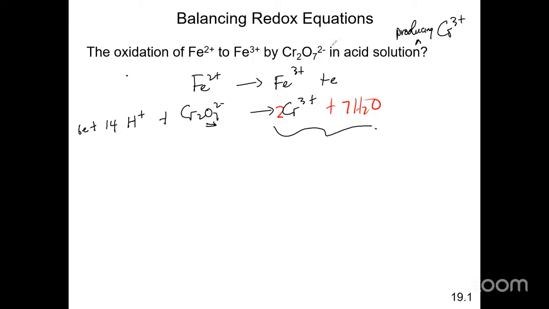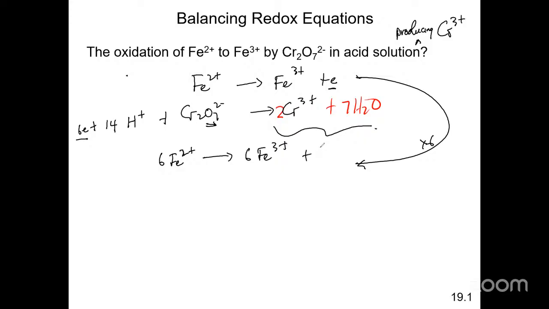Right, so the next step is where you ensure that the number of electrons lost and gained is the same, right? And that is true for every redox reaction. For every redox reaction, the number of electrons lost must be equal to the number of electrons gained, right? So as he correctly said, because you have one electron here and you have 6 electrons here, you would multiply this equation by 6. So you're going to end up with 6 Fe2+ to form 6 Fe3+, all right? Plus 6 electrons, okay?